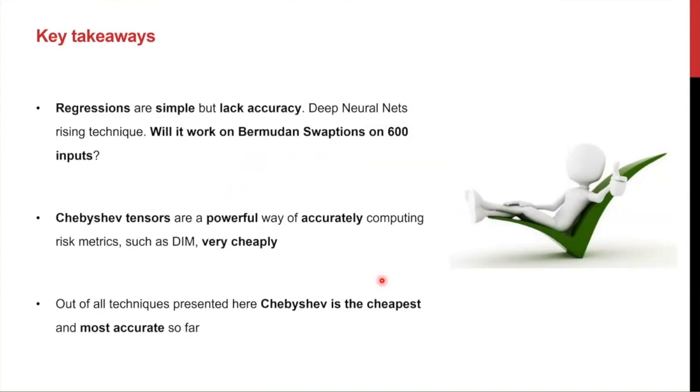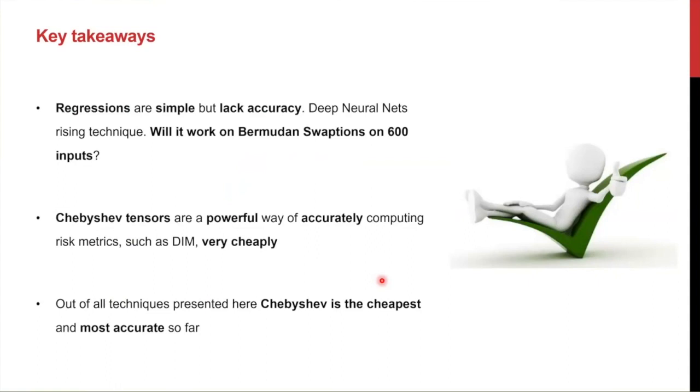Regressions have been used already for a couple of years, even more than 2 years, in order to address this computational cost. They're simple, but lack accuracy, especially when you're trying to simulate. Deep neural nets, more recently proposed, are a exciting technique, of course, not just for these kinds of calculations but for other stuff. But the question is, what would happen if we introduce more complex things like Bermudan options and you have 600 inputs or so?